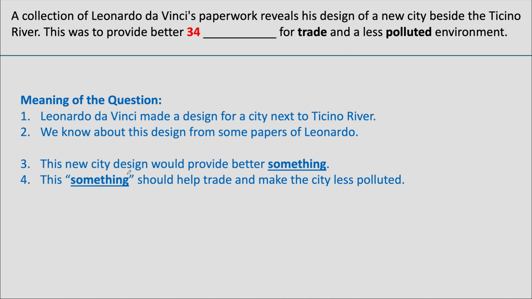There are two sentences. Only the second sentence has blanks, but the two sentences are connected. Also, the information in the first sentence will be there in the passage before the answer. The question says Leonardo da Vinci made a design for a new city next to a river. We know about this from some paperwork. This design was to make something better or improve something. This something was to help trade and reduce pollution. We have to find what this something is.